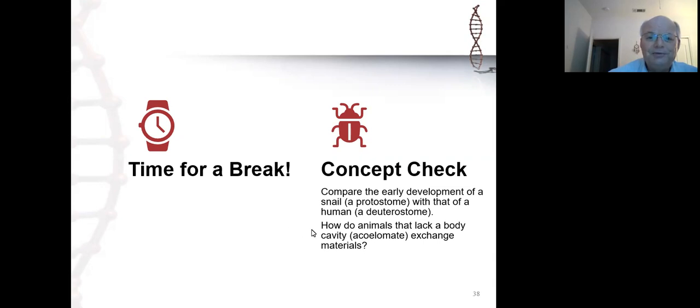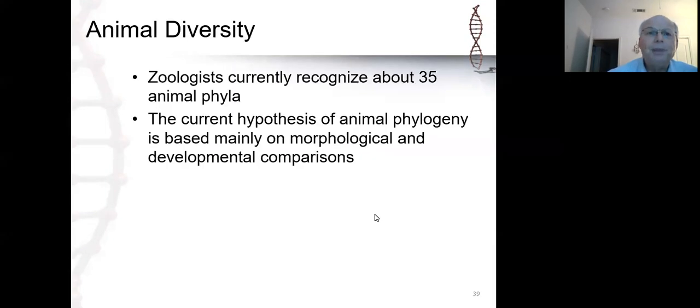So diffusion works for something that is acoelomate, and we'll see that when we talk about the invertebrate clades that are identified as having an acoelomate body plan. More of that to come in the next chapter. So let's move on and talk about the diversity of the animal kingdom.